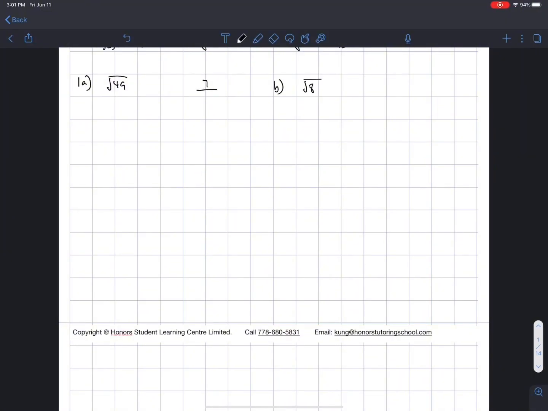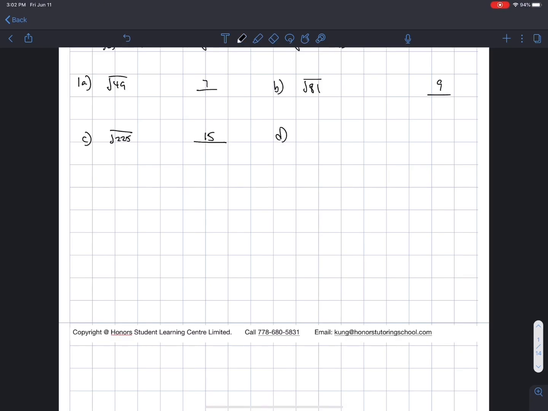B, what is the square root of 81? It's going to be 9 because 9 times 9 is 81. C, the square root of 225. Again, we have memorized that already. 15 times 15 is 225, so the square root of 225 is 15.